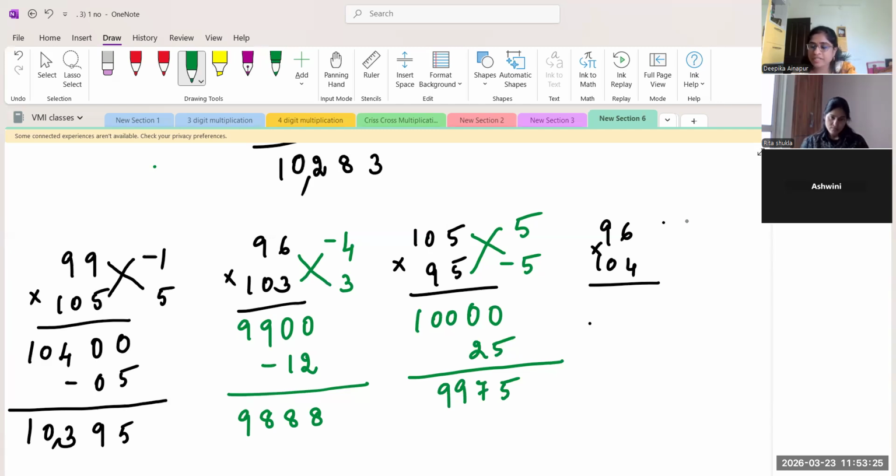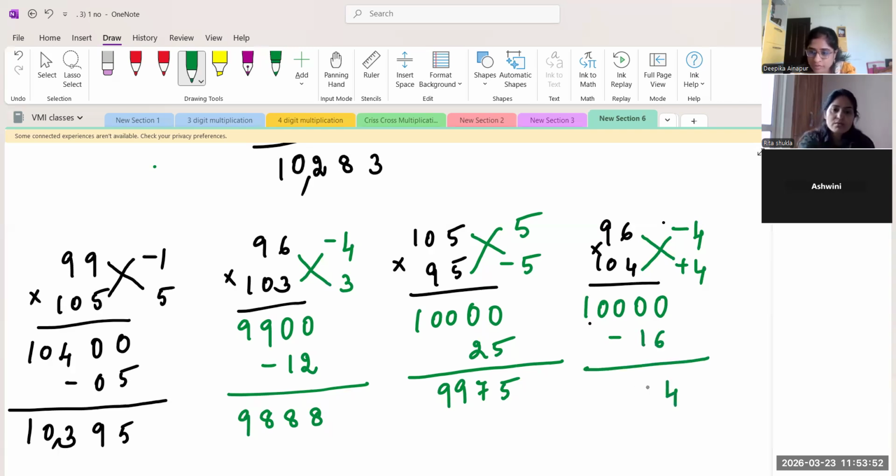And then 96 minus 100 is minus 4. 104 minus 100 is plus 4. So minus 4 into plus 4 is minus 16. I'll take two zeros and later subtract it from the answer. 96 plus 4 is 100, or 104 minus 4 is also 100. And then 4 4s are 16. So it can be written as minus 16. 10 minus 6 is 4, 9 minus 1 is 8, 9, 9. 9,984 is the answer. Simple.